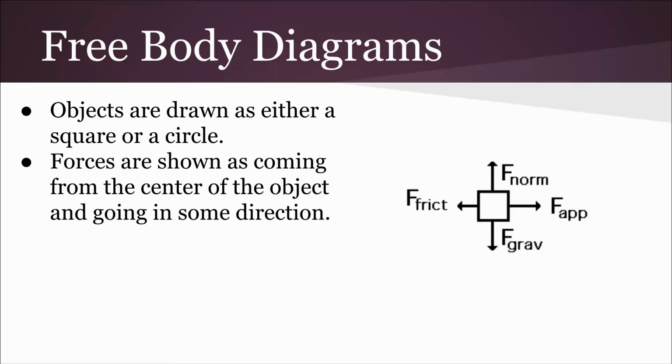Forces are shown as coming from the center of the object and going in some direction. So here you have an object with 4 forces acting on it. One of them is gravity, so gravity's holding it down. There's something called a normal force, which is equal and opposite to gravity. Basically, the normal force is the force that shows that you're not falling through the ground. Gravity's pushing you down, but the Earth keeps you up.